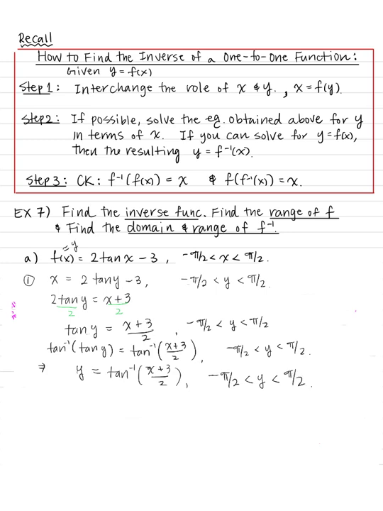Alright, so since we're able to solve for y equals everything in terms of x, we can call this function f inverse of x. So therefore, this function now becomes f inverse of x equals tan inverse of x plus 3 over 2. Now remember, y became f inverse, right? So you need to replace this y with f inverse as well. Okay, so let me just box this.